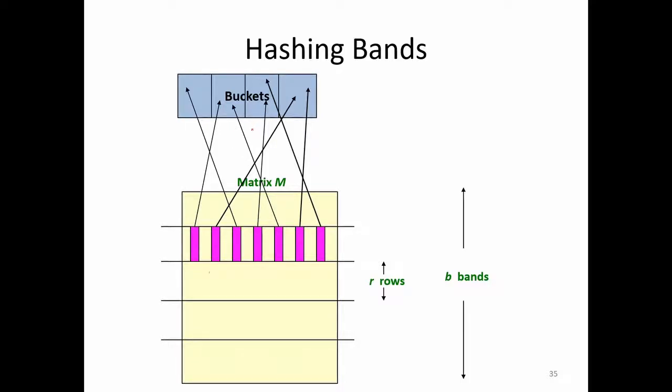Then you see that there is a match here, there is a match here, and there is a match here. So this and this are one candidate pair, because in at least one of the buckets they have matched. These two are another candidate pair, and these two are another candidate. So this is how you get the candidate pairs in locality sensitive hashing.